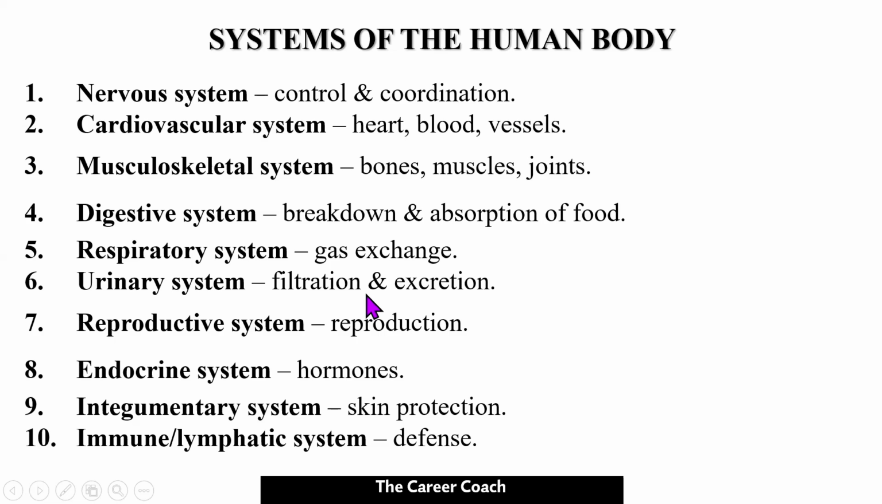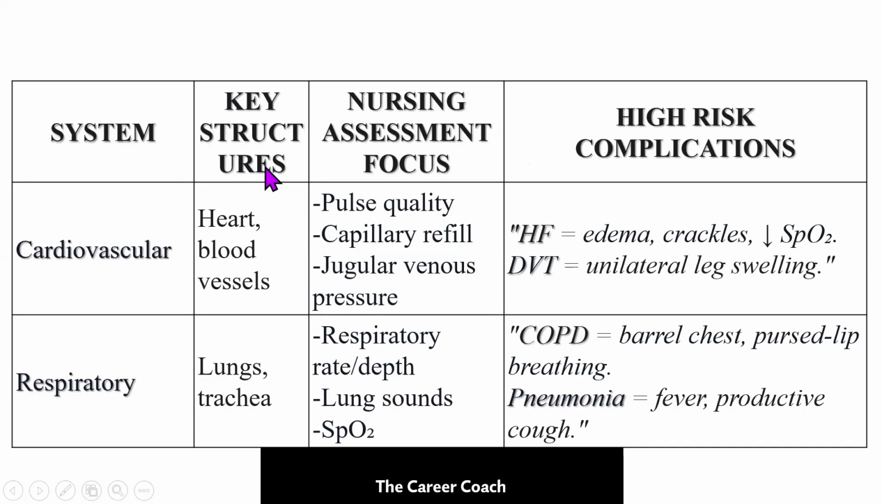6, the urinary system, which is involved in filtration and excretion of waste; 7, the reproductive system, which involves reproduction; 8, the endocrine system, which involves the production and formation of hormones; 9, the integumentary system, which involves skin protection; 10, the immune or lymphatic system, which is used as the body defense mechanism. So, as a form of putting everything together, I want to look at the system, the key structures, the nursing assessment and nursing focus, and lastly, we'll look at the high risk complication.